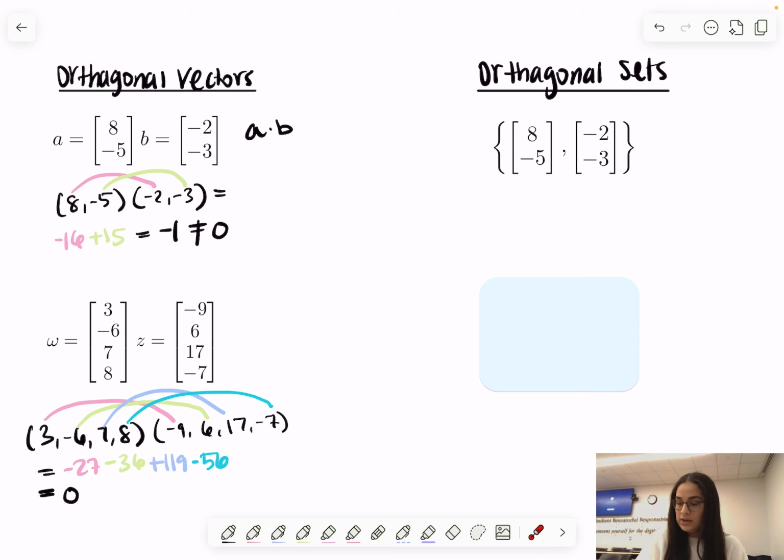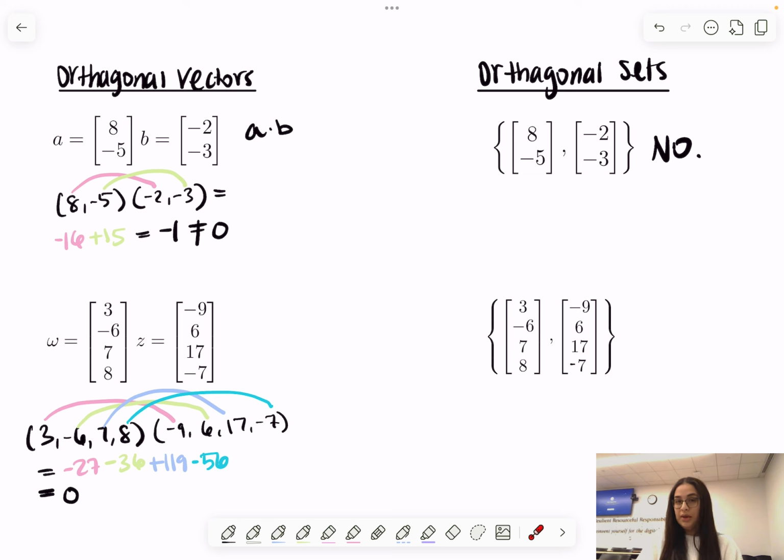So let's take a look at this one. Notice how this set just contains the two vectors that we have here. And so the question is, is this an orthogonal set or not? Well, you would have to check that these two vectors are orthogonal to each other, and we did that already. We found that they're not orthogonal to each other because the inner product of these two vectors was not equal to 0. So therefore, this is not an orthogonal set because it doesn't contain all orthogonal vectors.